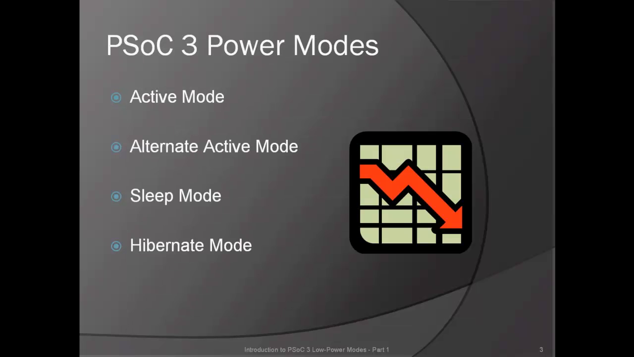PSOC3 power modes in order of typically decreasing power consumption are active mode, alternate active mode, sleep mode, and hibernate mode.